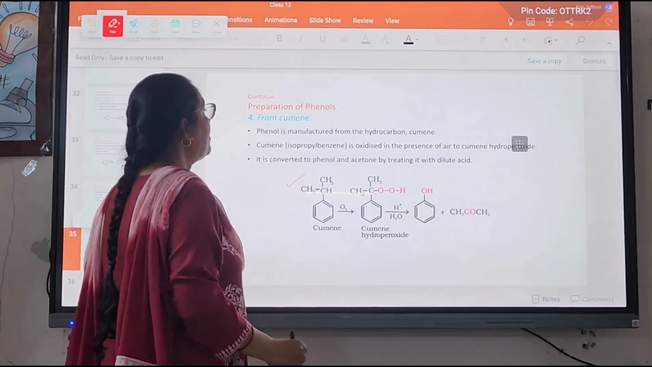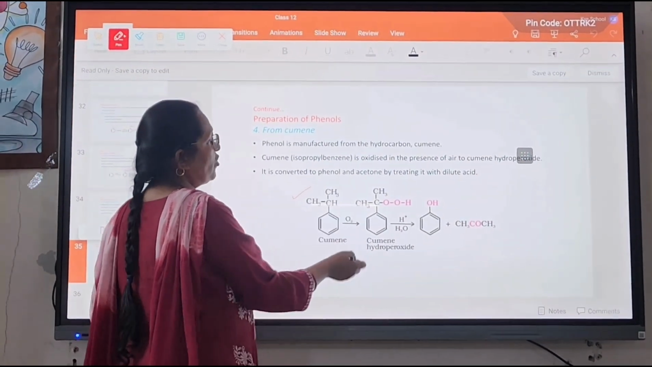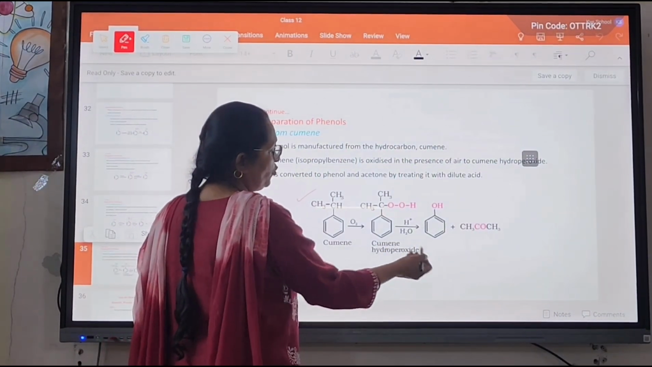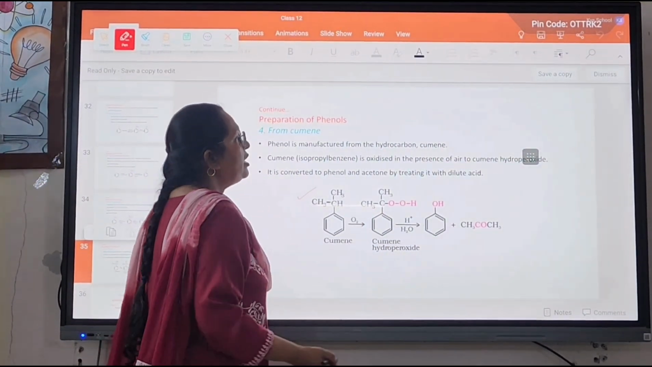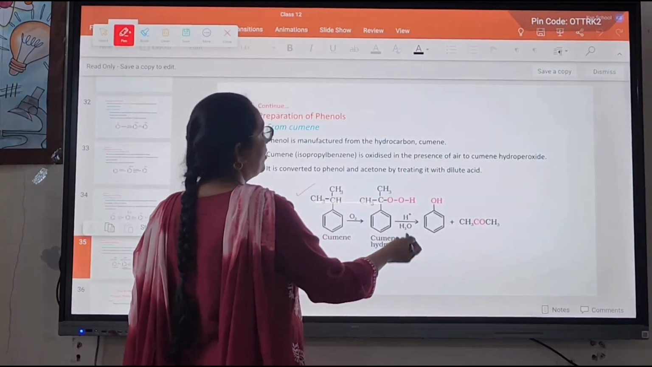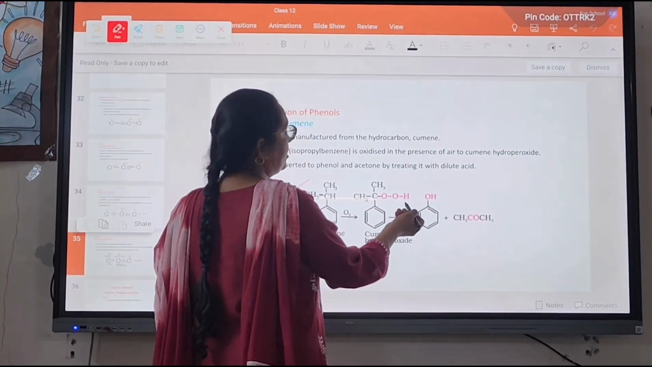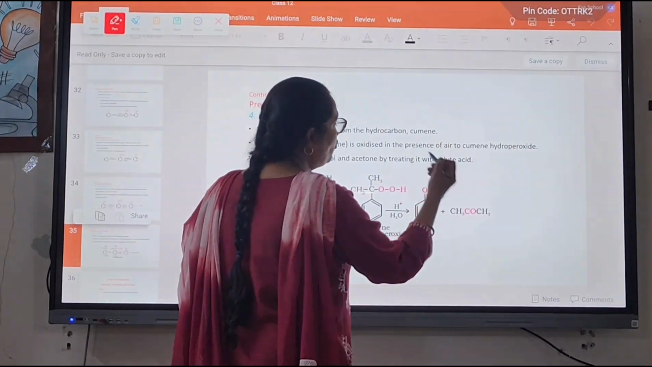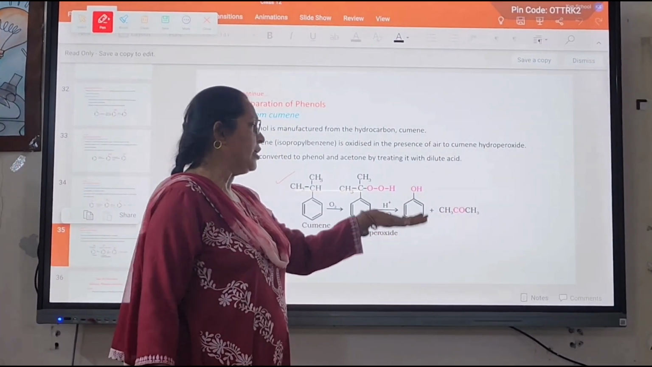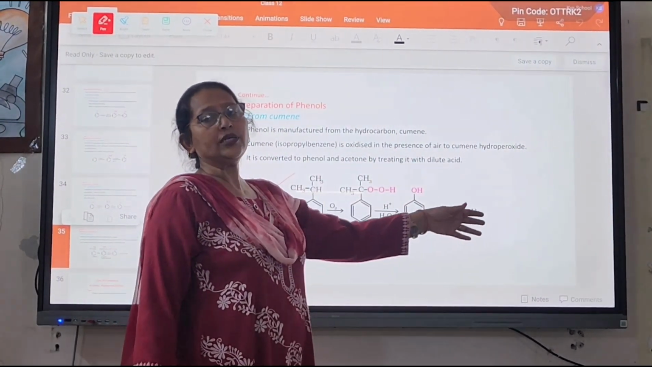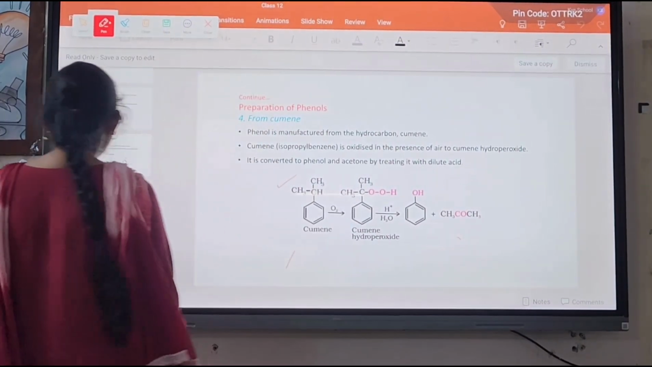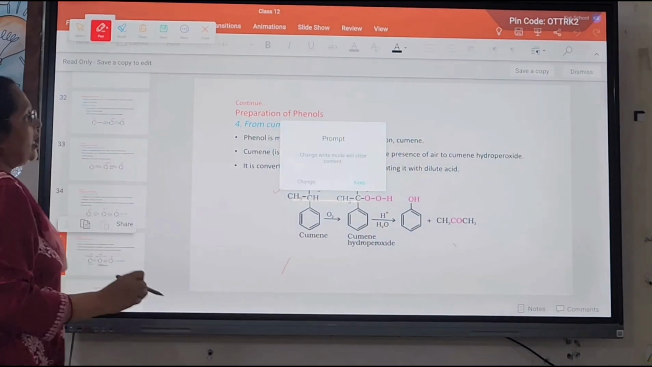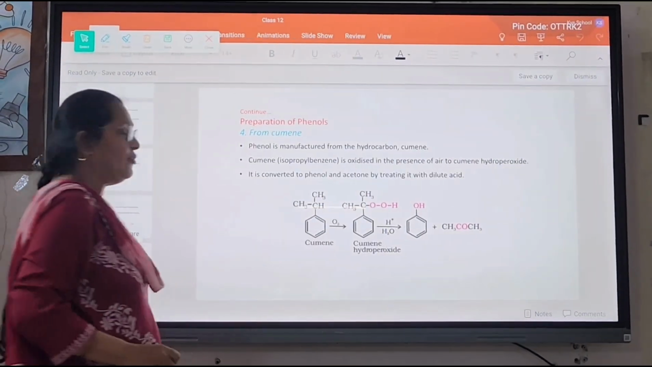Cumene is isopropyl benzene, and in the presence of oxygen, it is oxidized to give cumene hydroperoxide, which is converted to phenol by treating it with H+ ions or dilute acid. Two very important products are formed: the main product phenol and the byproduct acetone. So in this way we have completed the preparation of phenol.